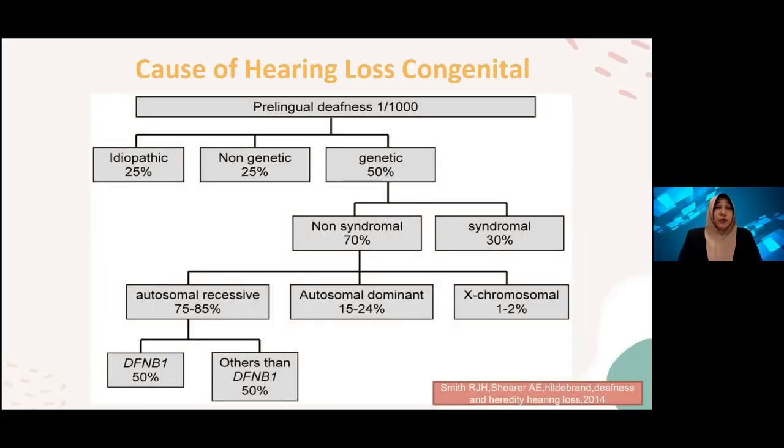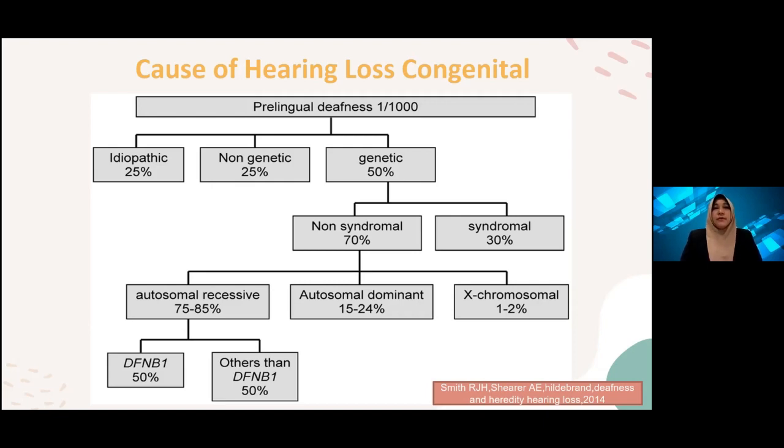Approximately 50% to 60% of prelingual hearing loss is genetic. Of this, 70% is the non-syndromic form of hearing loss. The most common type of non-syndromic hearing loss is autosomal recessive, in 75% to 80%. The most common type is caused by a defect in connexin 26, accounting for approximately 50% of all non-syndromic autosomal recessive hearing loss. As discussed above, non-syndromic hearing loss is the most common.